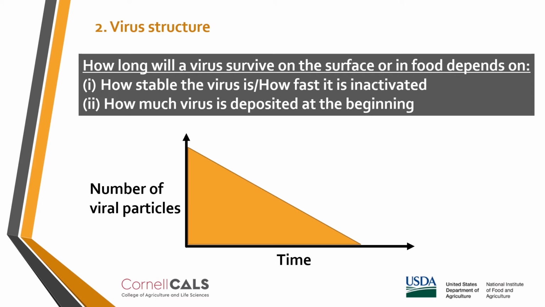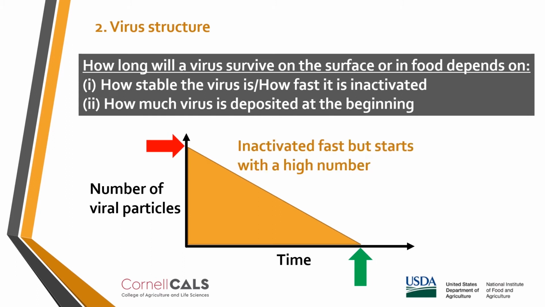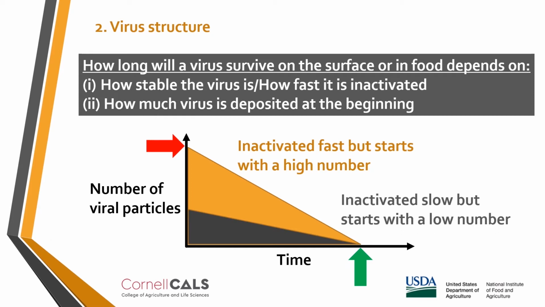Inactivation is not instantaneous. As you can see in this figure, at the beginning, the number of viruses is high, and as time passes, the numbers are reduced until all of the present viruses are inactivated. We have two examples here. The first one, in brown, is inactivated fast, but a lot of it was initially deposited on the surface or in food. And the second one, in dark gray, is inactivated slowly, but not a lot of it is deposited on the surface at the beginning. And it looks like in both examples, all viruses are inactivated at the same time.